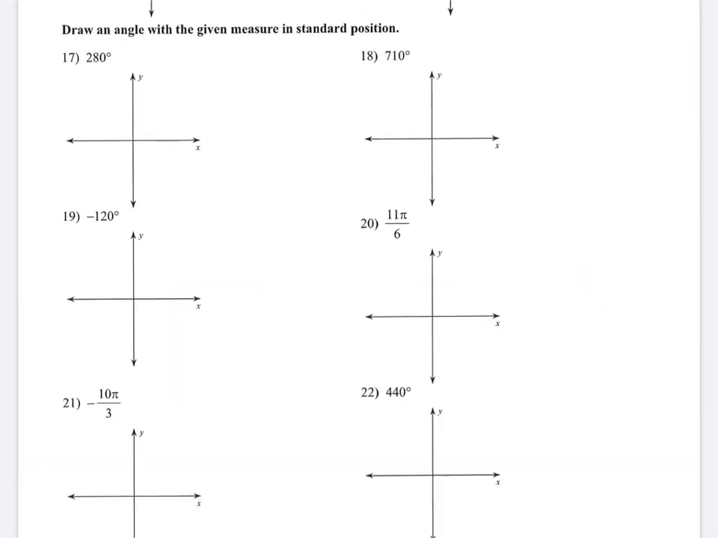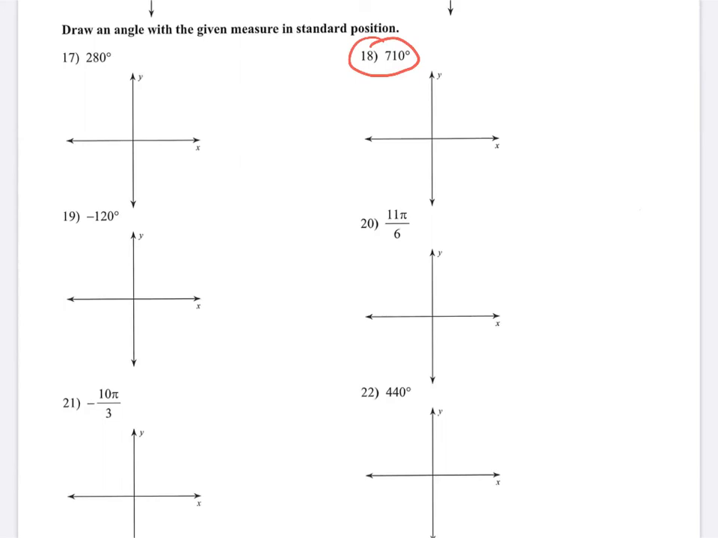Okay, lots of types of problems here. Draw an angle with a given measure in standard position. So you don't have to be perfect on this. As long as you're in the right quadrant and I can kind of tell which axis you're closer to, that's fine. So for example, let's look at 18.